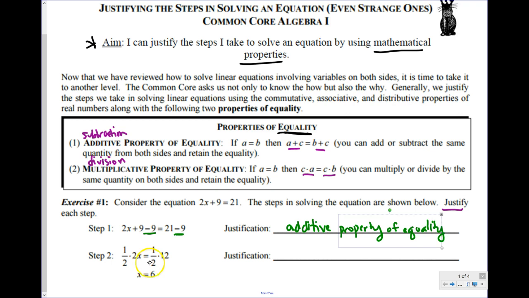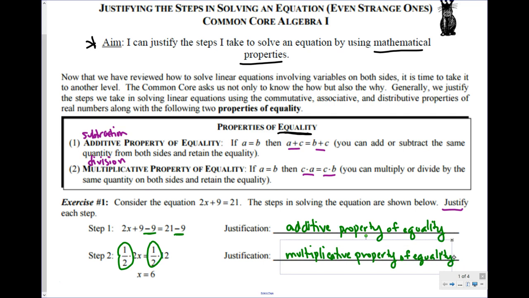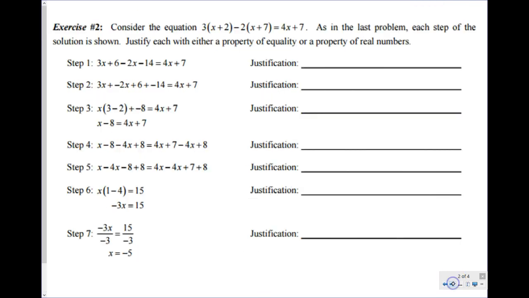The second step, what's different now? Well, now there is a 1/2 being multiplied on both sides, and that would be the multiplicative property. You have flashcards, or you will have flashcards for these two properties when you get them in class, and you need to memorize them for exams. The trickiest part, I think, is noticing what changes from step 1 to step 2. What's happening there, and then once you notice what's happening, then you can give it a name.